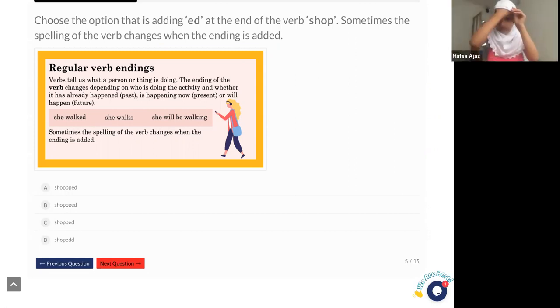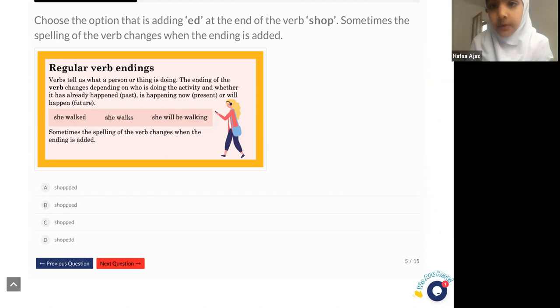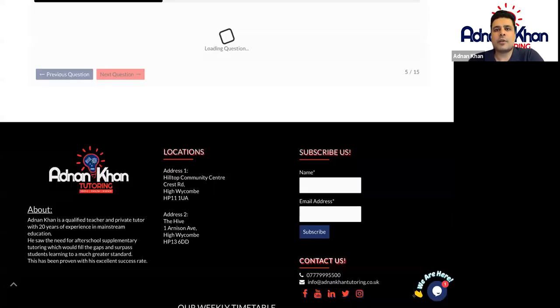Good. Very good. And so we're looking at the next word here, and the verb is shop, and we're just going to add an ed at the end for the verb ending to make sense. What do you think we should go with? Be careful with this one. I think it's C. Okay, good. So the verb in this case is shop, and we add another P at the end of shop, and then add ed at the end for the spelling to be correct. So in this case, it will be shopped. That's good, Hafsa. Let's do another one.